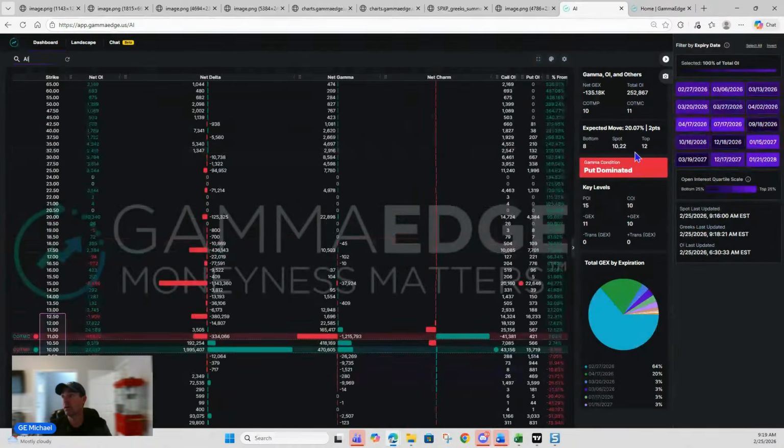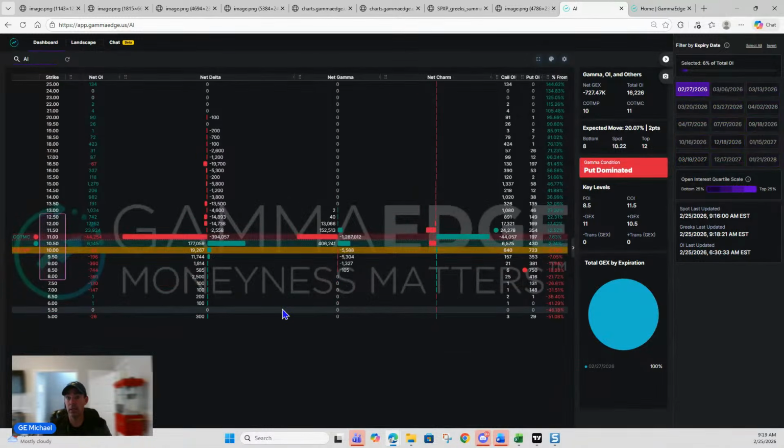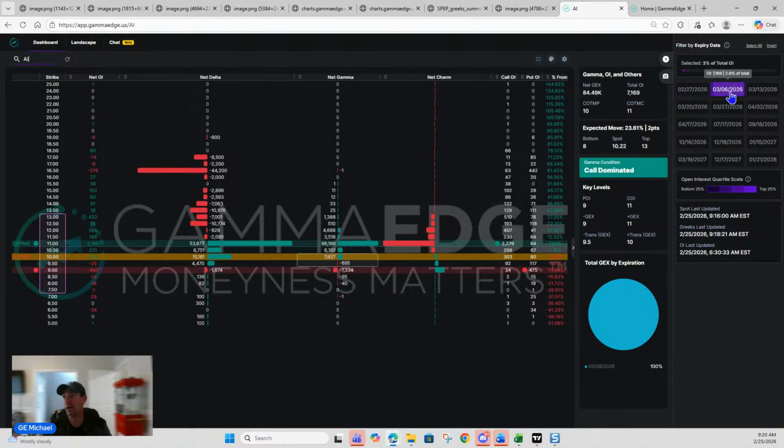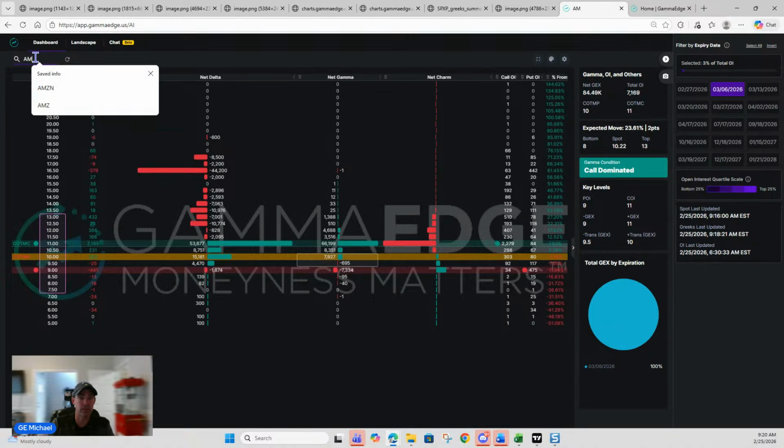AI, put dominated, below transition, lower OI. Not a name I would be looking at. Not a name that would adhere to the dealer metrics significantly though, but you can see 11 to the upside and you're at transition. So it doesn't look that great to me.